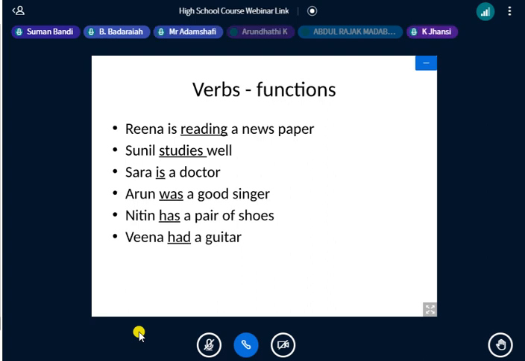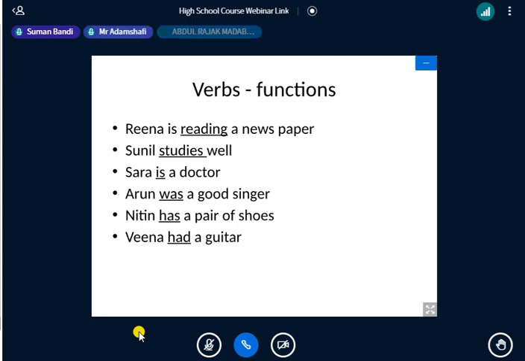Arun was a good singer, past, not now. Next, future: Priya will be a doctor. Means now she is not a doctor, but she will be in future. So will be is used for future state of being. So remember, wherever you have a be form, is, am, are, was, were, or will be, they represent state of being. Please remember, but when they are main verbs, not when they are auxiliary.